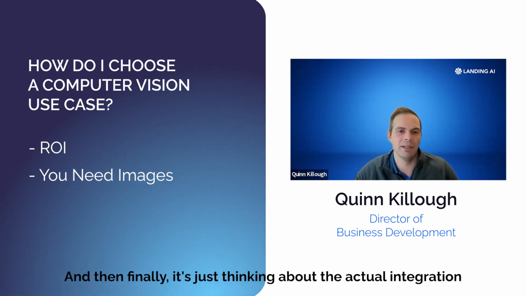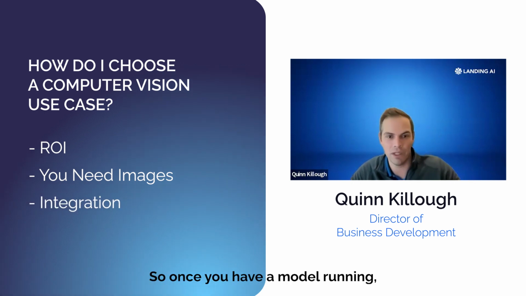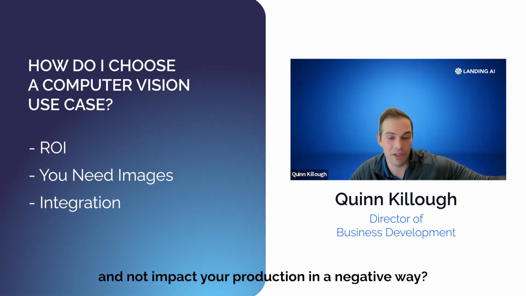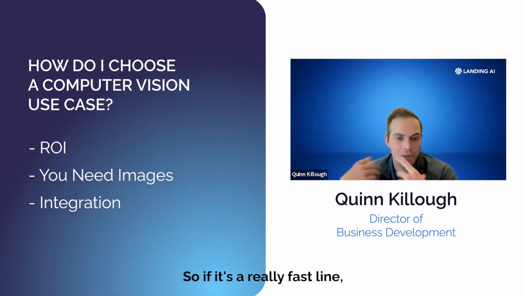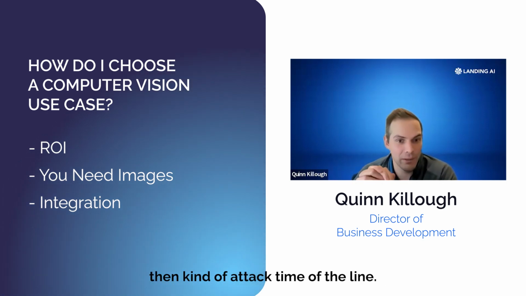And then finally is just thinking about the actual integration of the project itself. So once you have a model running, can you actually get it into a production line and not impact your production in a negative way? For example, you want to make sure that the throughput of the system is going to be fast enough. So if it's a really fast line, you want to make sure that the inspection can happen faster than kind of the takt time of the line.